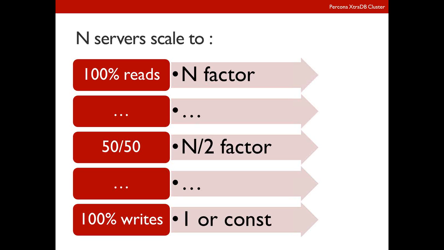So we can make some rule of thumb. It is very approximate, just to get a basic understanding of how to look into this. If you have n servers and our workload is 100% reads, we can scale by as much as a factor of n, and for 100% writes, we can scale only to some constant or even cannot scale at all.